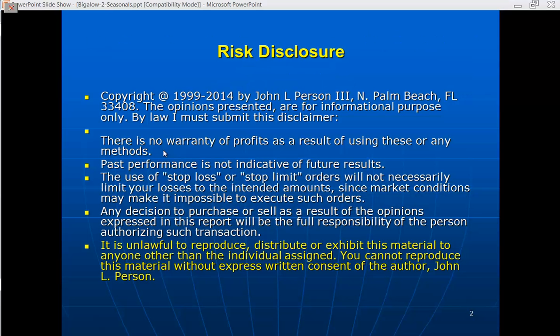So let's get started. First off, this is an important risk disclosure. As Steve mentioned, I've been around the business a long time. I'm still registered as a commodity trading advisor, a CTA. So by law, they would like me to let everyone know that trading is risky.